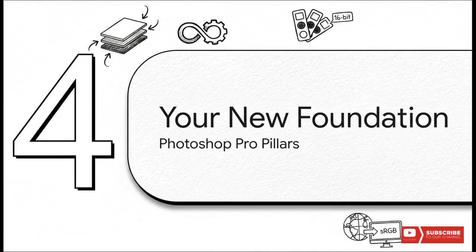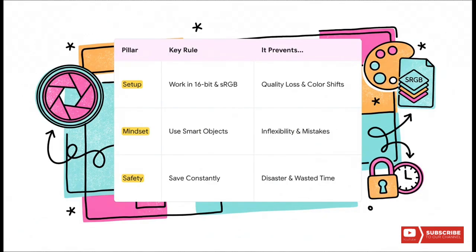So, wow, we've covered a lot of ground, huh? From some deep technical setups to the core philosophies of how pros work. Let's just bring it all together and see what our new foundation for working like a pro really looks like. It really just boils down to these 3 pillars. First, get your technical setup right, work in 16-bit color, and always export to sRGB to prevent quality issues. Second, adopt the non-destructive mindset with smart objects to avoid making permanent mistakes. And third, practice good safety habits, like saving constantly to protect yourself from disaster and wasted time.